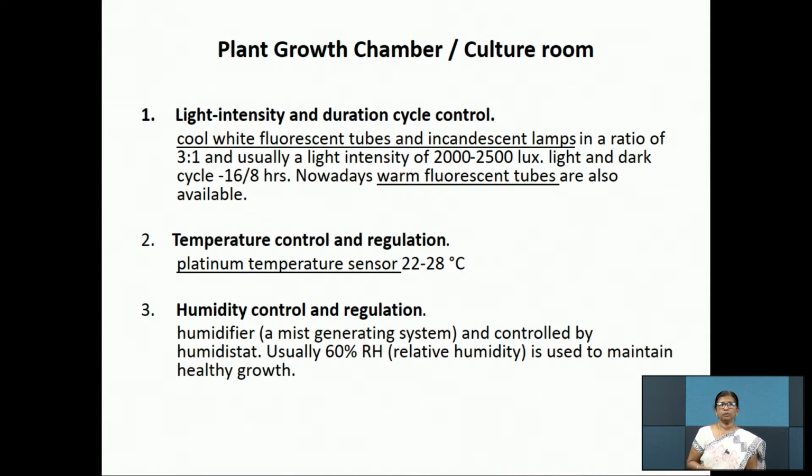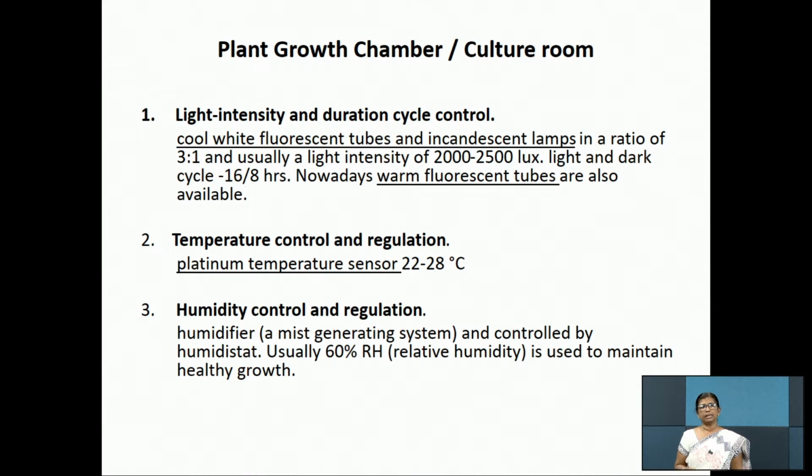Coming to the plant growth chamber or the culture room, which is helpful for maintaining the culture conditions. First of all, light is very important. The culture conditions which have to be maintained in plant tissue culture are light, then its duration, which is the photoperiod, then temperature as well as humidity. All these culture conditions have to be maintained in the tissue culture room.